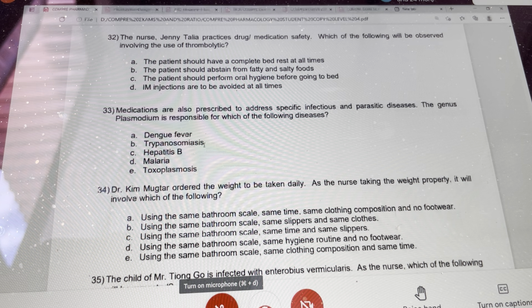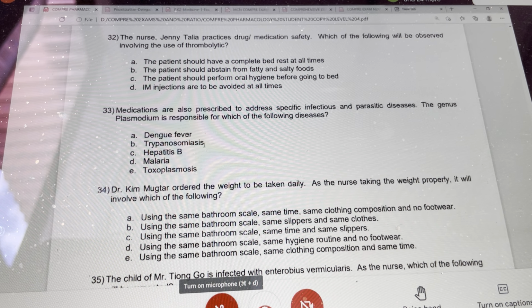So please do not interchange that with your dengue, with the vector associated with your dengue fever and for your dengue hemorrhagic fever. So that is for Aedes aegypti naman. For the rest of the choices here, trypanosoma, hepatitis B, toxoplasma, hindi po siya related sa plasmodium.